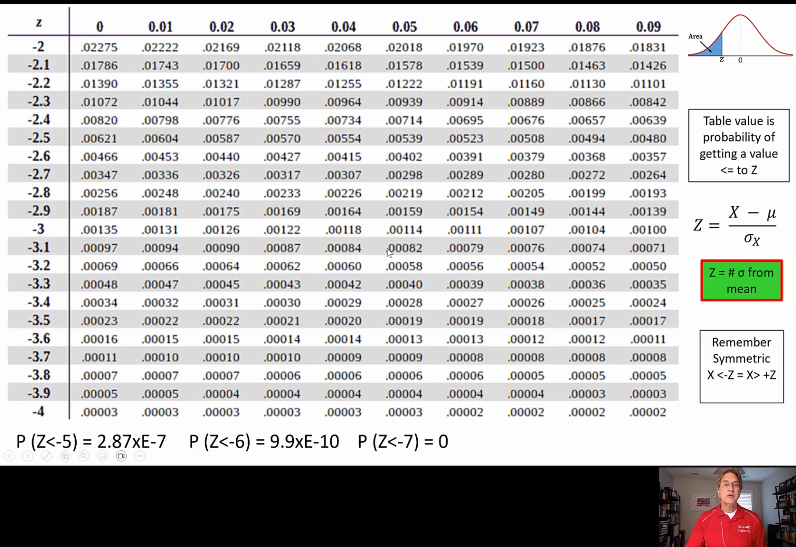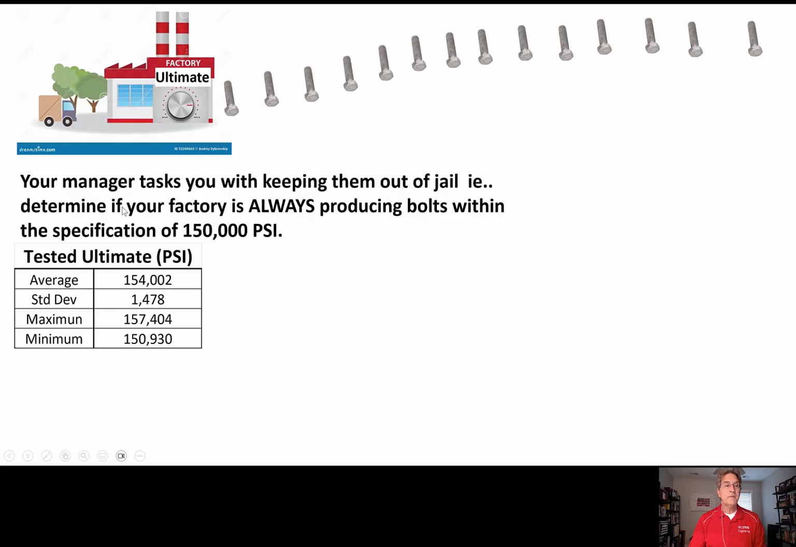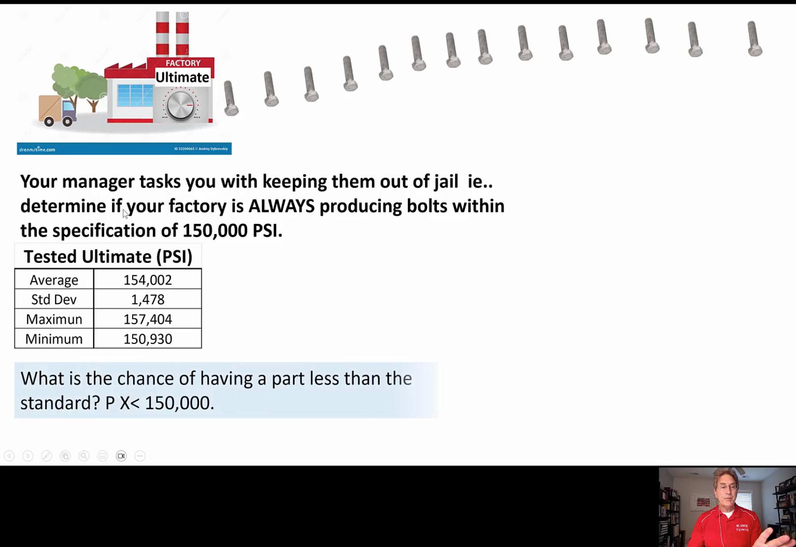It's symmetric. So you try these next problems, and what I'll do is I'll give you the problem, pause the video, try to solve it, and then I will go through it just so you can see to make sure you didn't miss anything. Okay, so here's the first one. The same problem from the beginning. And so you calculate what is the chance of having a part less than the standard. So the probability of X less than 150,000. So go ahead, pause the video, work this one out, and then restart it, and I'll work it.